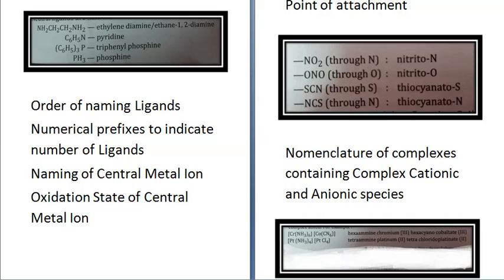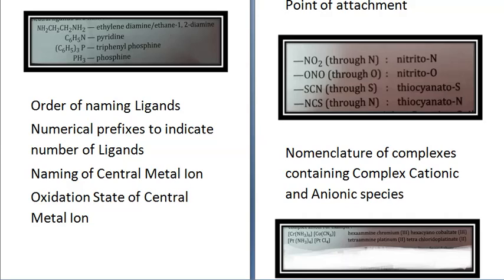Next we come to the order of naming ligands. According to the latest IUPAC recommendation, the names of ligands surrounding the central metal are written in alphabetical order irrespective of their type. The prefixes di, tri, tetra, etc. are not considered while determining the alphabetical order. But for writing the formula of a complex, ligands are placed in alphabetical order followed by the name of the metal atom or ion. Numerical prefixes indicate the number of each kind of simple ligand. Greek prefixes di, tri, tetra, etc. are used.